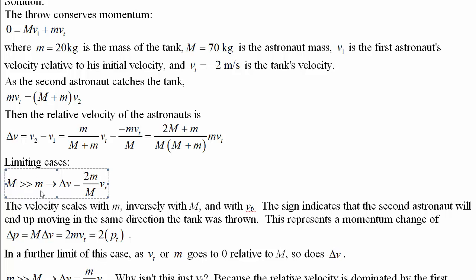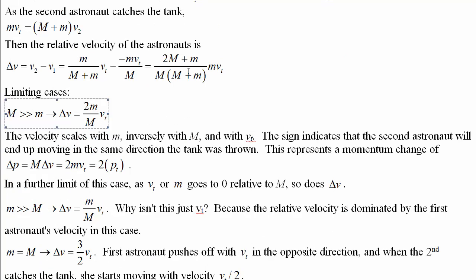Well, you'd expect that they wouldn't get very much of a velocity change by throwing this tank from one to the other. Sure enough, if big M is much bigger than little m, we can cancel out this numerator and denominator factor and come up with just this, which says a couple of things.